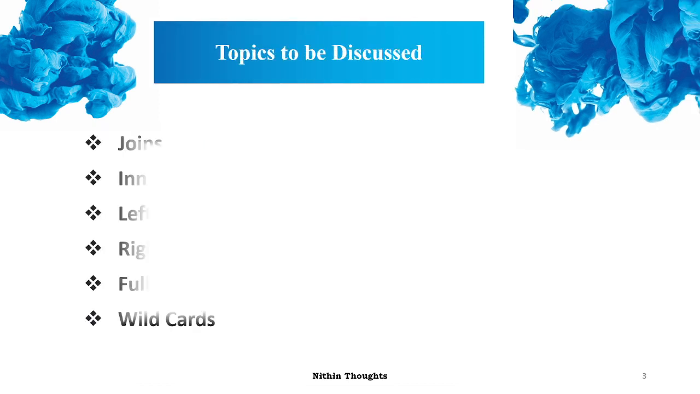And now coming to the further things. In this video, we are going to discuss joins as well as wildcards. In joins, there are various types like inner join, left join, right join, full join, etc. And also we'll discuss what wildcards are and where we use wildcards more frequently.